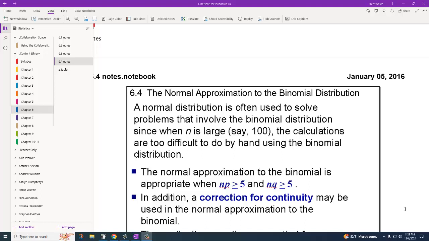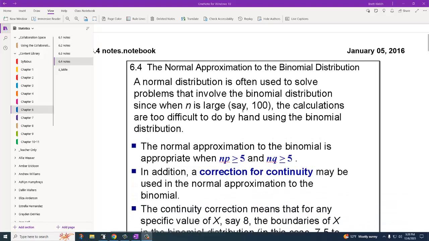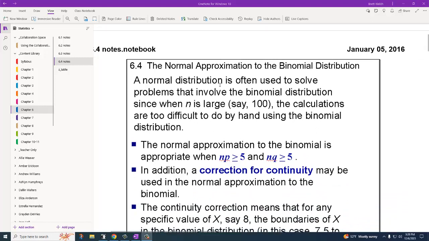We did learn how to use a calculator. If you were in class, you should have learned that. But for a long time, we did this without having access to that. And so when we talk about doing these calculations without access to a nifty calculator, that binomial distribution takes a while to do the calculations on. So there is an approximation that we can do using the normal distribution.